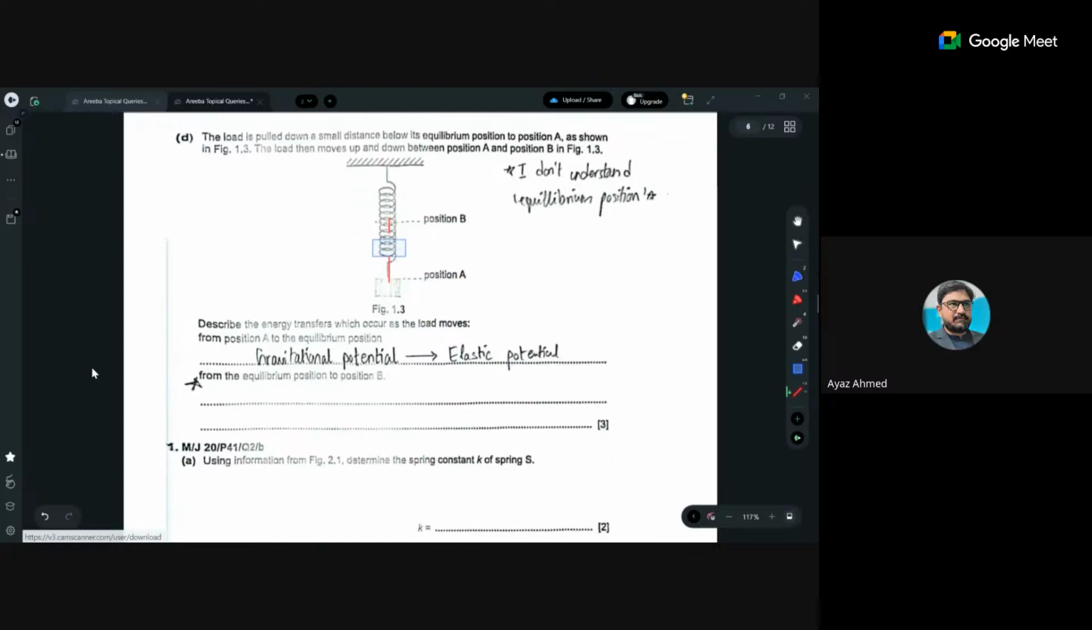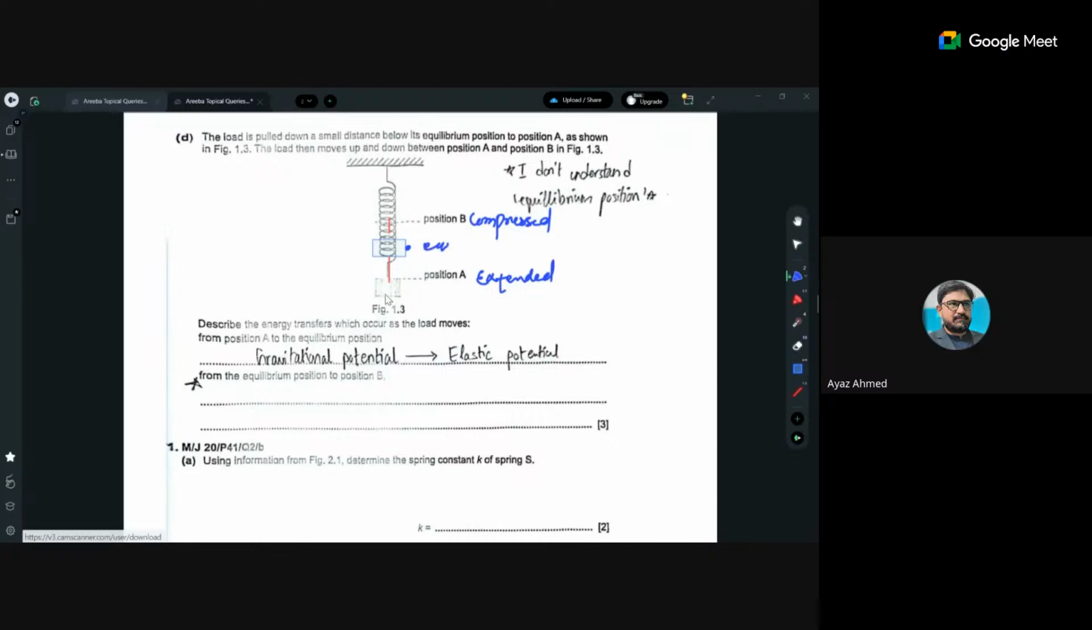अब आप करिए, कह रहे कि describe the energy transfer which occurs when the load moves. So when the load moves from position A to B, its extension is decreased, है ना? पहले तो ये complete extension पे है ना, isn't it? Here it would be normal, here it would be compressed position. तो मैं इसको ऐसे लिख देता हूँ. That is the compressed position of the spring. This is the extended position of the spring, and here it is equilibrium.